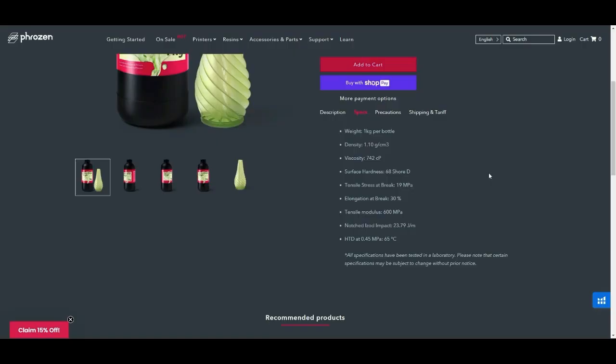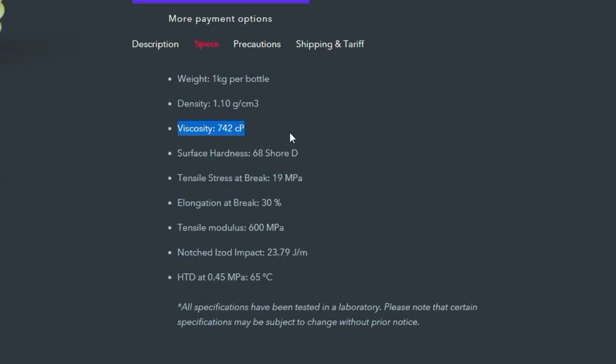Not many resin makers give you the stats of their resin. Phrozen gave the most stats I've seen. For example, it gave you a weight per bottle, the density, viscosity, and the surface hardness. What I'm interested in is tensile stress at break. The tensile strength is when you're pulling apart. I measure the tensile stress when it's breaking.